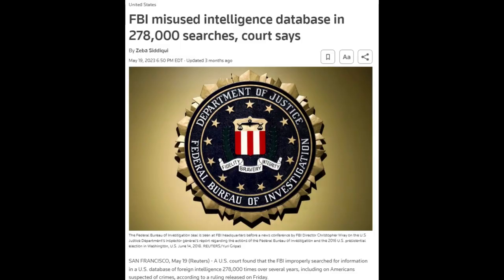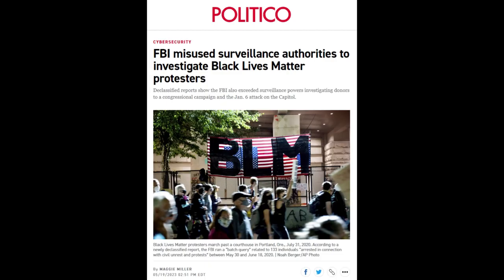In the 2017 FBI investigation into Carter Page, the FBI made 17 errors or omissions in its applications for FISA warrants from the FISC. This has caused Trump allies and supporters to accuse enforcement agencies of having a bias against Trump. It was also found that the FBI misused its database in 278,000 searches over the course of several years, including in its investigation into Black Lives Matter protesters in 2020.